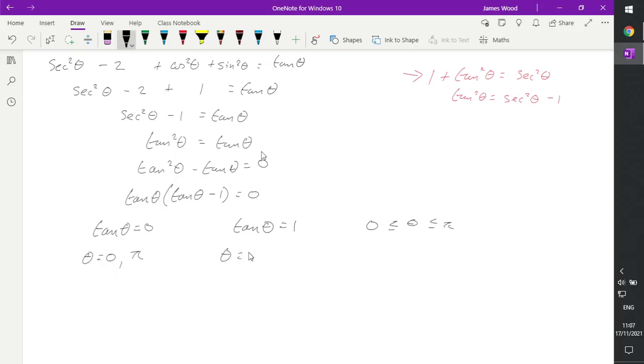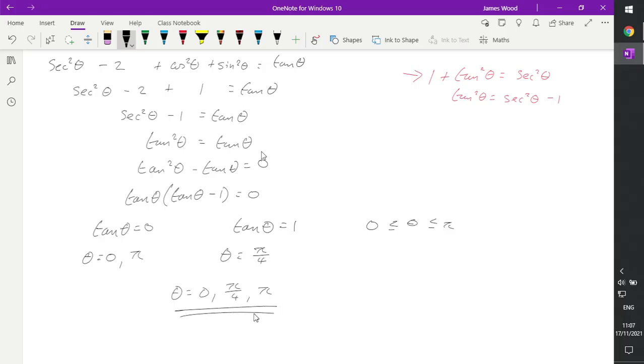This other one, inverse tan of 1, that is pi over 4. And then my next solution, I would add on 180 or add on pi. But if I did that, that would then be outside my limits. So here my solutions are just 0, pi over 4, and pi.